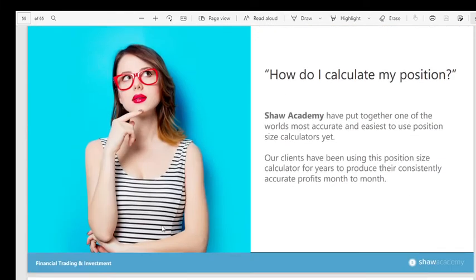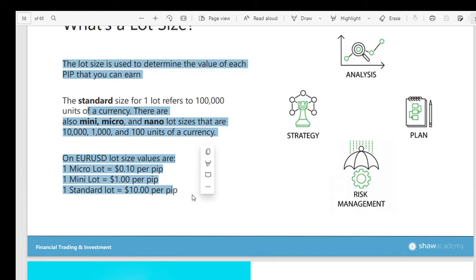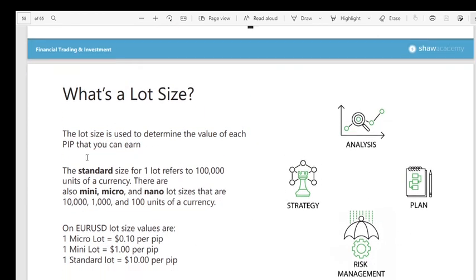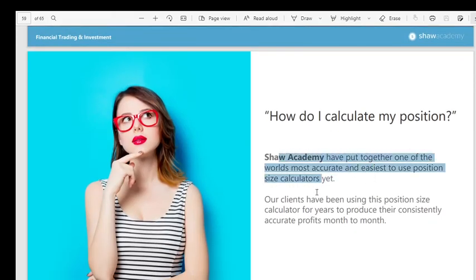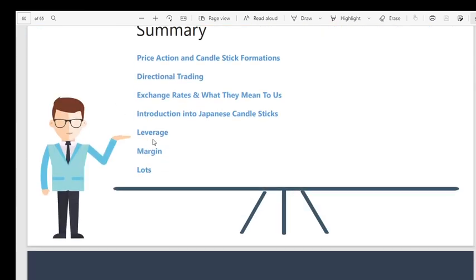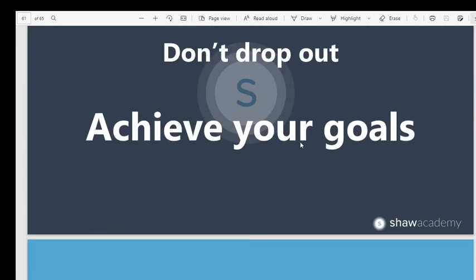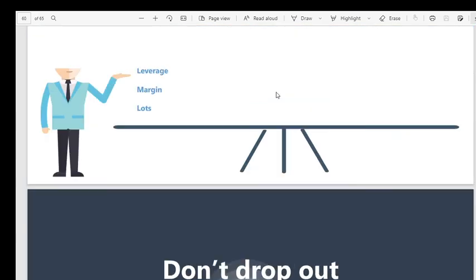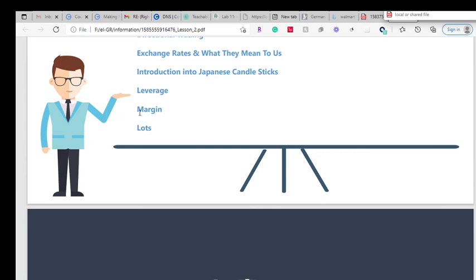There's a lot size. We need micro. The value of each pip that you can earn. How do I calculate this? That will be coming in the next lesson: exchange rate, leverage, margin.